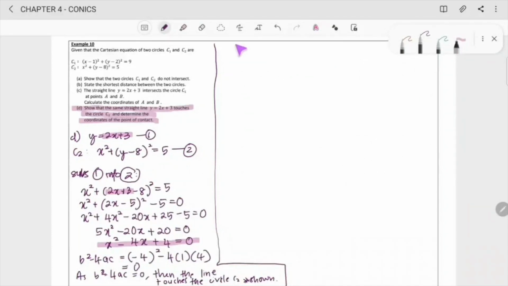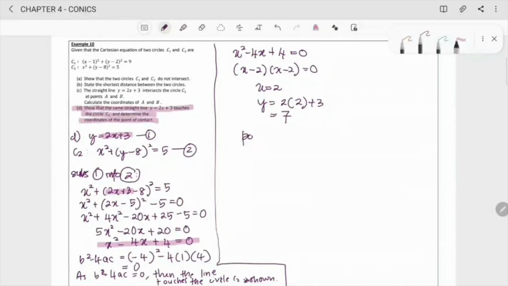Okay, so we have x squared minus 4x plus 4 equal to 0. Factorize it, you have (x minus 2)(x minus 2). In your calculator, you will see only one result, which is a repeated root. So only one will be shown in your calculator. So after you find x, you need to find y using the first equation, and you calculate it. So you get that one. So the point of contact, because it touches, generally it should be only one point. So (2, 7), that's the point of contact.